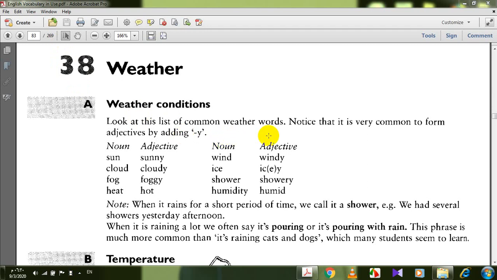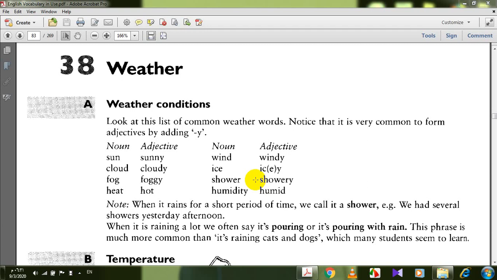Look at this list of common weather words. Notice that it is very common to form adjectives by adding y: sun, sunny; cloud, cloudy; fog, foggy; heat, hot. But notice that we double the last consonant in fog, foggy. Wind, windy. Ice, icy, with e or without e. Shower, showery. If it is a showery day, it means we are having a short period of rain or snow, with frequent showers of rain.